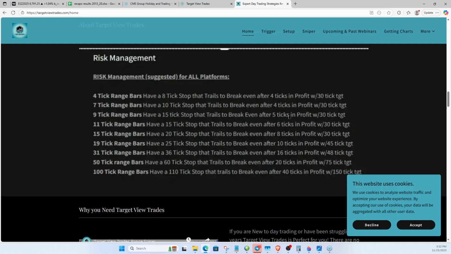Gold, I had been doing break even plus a tick. The ES, I was doing just break even because I was only going after 4 ticks in profit, but the others are going after 5 ticks in profit.